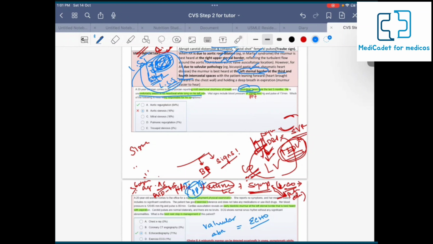And then uncomfortably aware of the heartbeat while lying on the left side. You might think that it is some kind of AF or a PSVT. No, it could be a widened pulse pressure, and you see there is a widened pulse pressure. Which of the following is most likely responsible? I don't think you will find any question with such few clues, like why only the widened pulse pressure is the clue here.